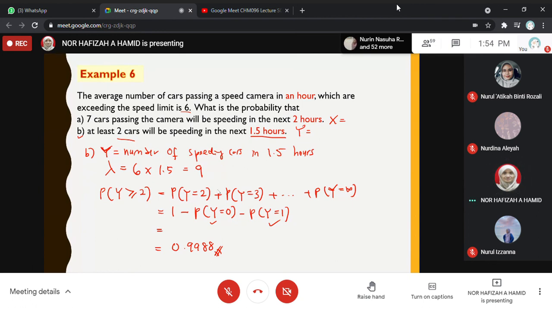Okay, so kita stop dulu kat sini. Nanti expectation and variance of Poisson distribution tu kita akan continue esok.